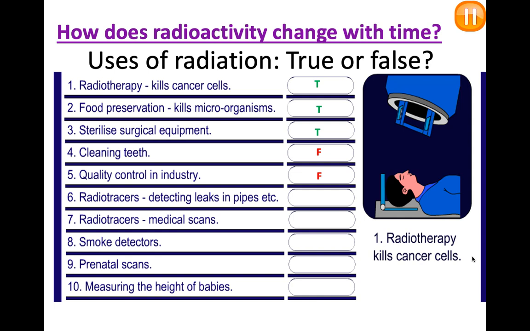That's false. Radio tracers, so detecting leaks in pipes. True. Radio tracers in medical scans. That's true. Smoke detectors. That's true. Prenatal scans. That's false. And measuring the height of babies. That's also false. Pause to check your answers.